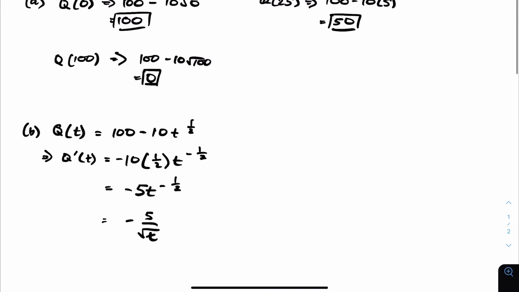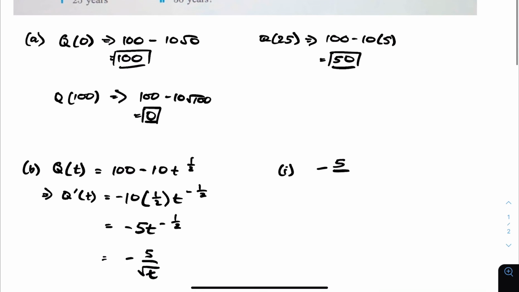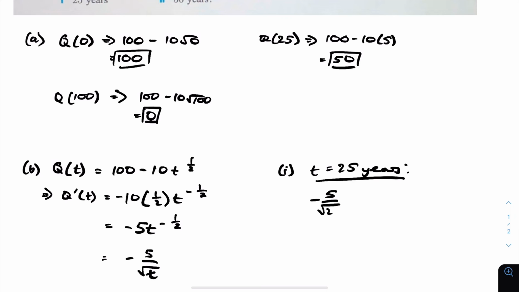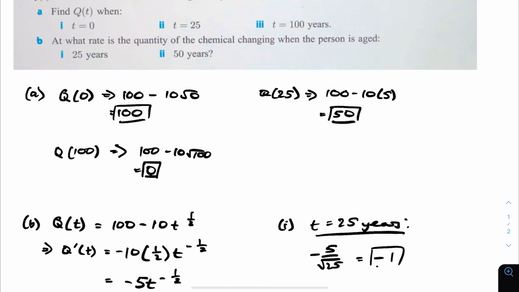So we just find it when t is 25, so we get negative 5 over, let me just write out t equals 25 years. So the rate is negative 5 over root 25, which is equal to negative 5 over 5, which is negative 1. That's the rate, so negative 1.